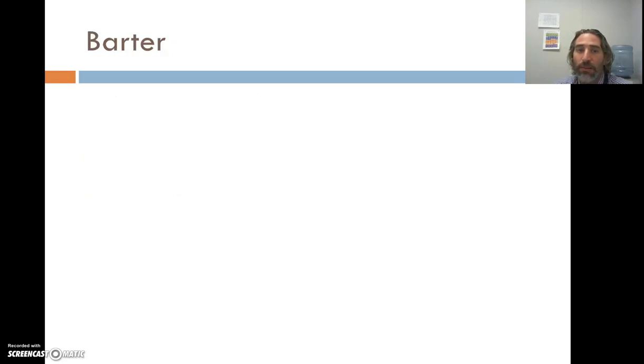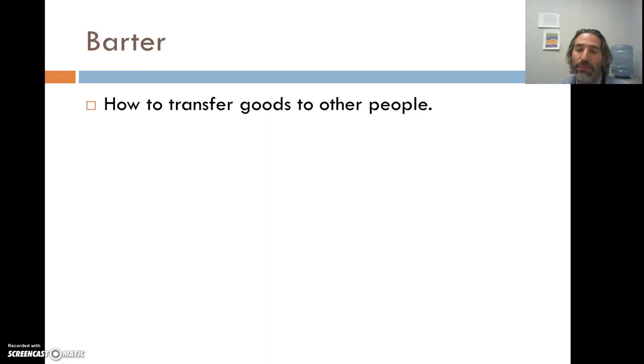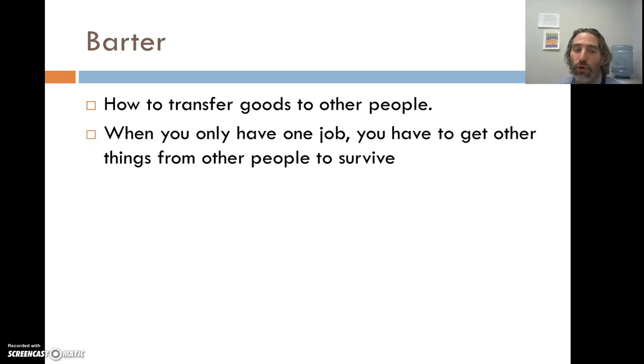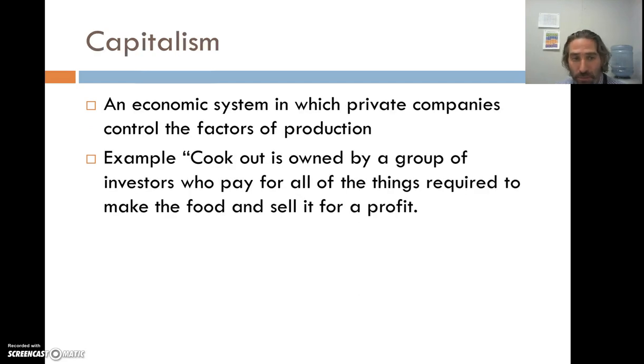I'd like to talk about a couple of definitions of economic systems with you. Barter is the first one. Bartering is how people transfer goods between each other. It's trade, but it's trading one good for another good. So in our example of farmers and woodcutters, they're trading cut up wood for food, for crops. So they're trading one good for another good. It's how people survive when they only do one job, when they're only responsible for one thing.